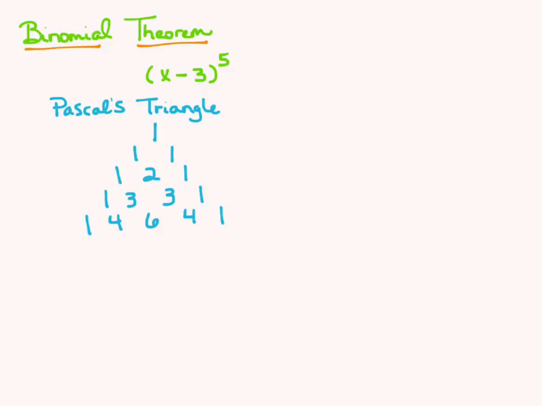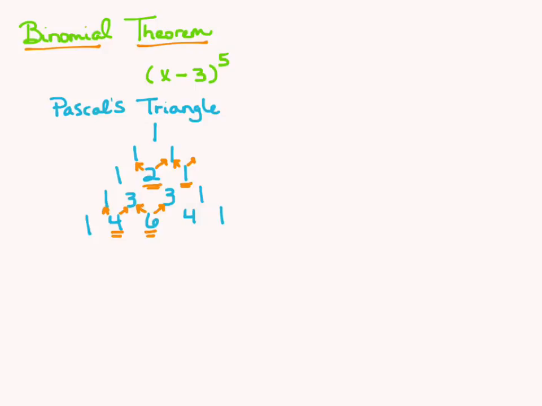So like this 4 right here is the sum of 3 and 1. The 6 is the sum of 3 plus 3. This 2, 1 plus 1. Any of the 1s out here on the edge are the sum of 1 and nothing, and so that's why we keep that 1 along the edge. So this is Pascal's triangle.